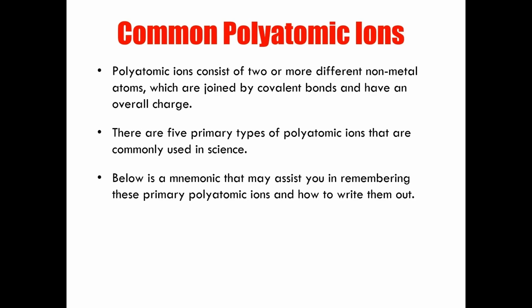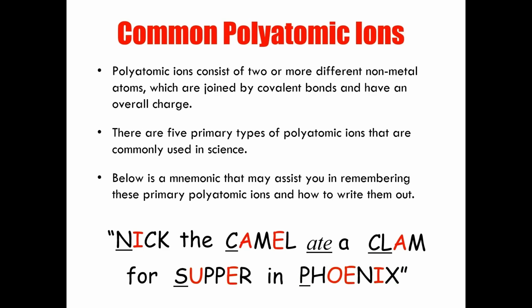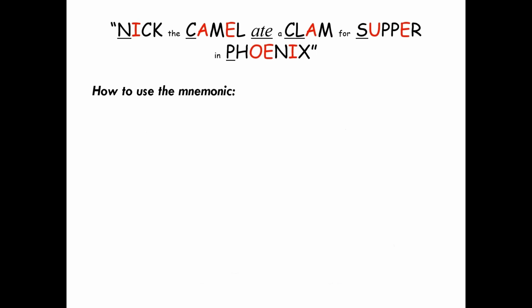A mnemonic has been created to assist students in remembering these 5 primary types of polyatomic ions and how to write them out. The mnemonic is Nick, the camel, ate a clam for supper in Phoenix. For this mnemonic to serve its purpose, it must be written out correctly and read in a very particular way.